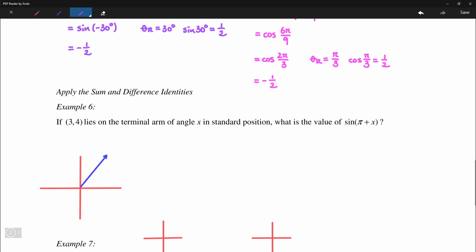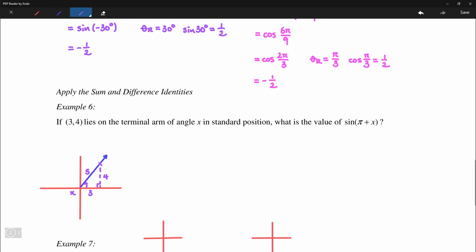Let's draw it this way. So here's the point. So we have 3, 4. And of course, using the Pythagorean theorem, 3 squared plus 4 squared is 25. So we know that this hypotenuse is 5. And the angle right here is x.